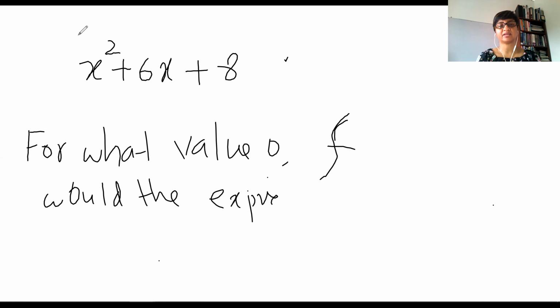Are you able to answer that? For what value of x would this expression have the smallest value? How are you going to even think about that? Or for what value of x would this expression have the highest value? By plugging in what value for x can I maximize or minimize this? You understand my question? So I will leave you with that.